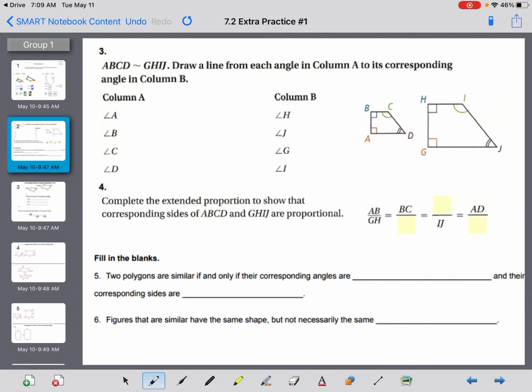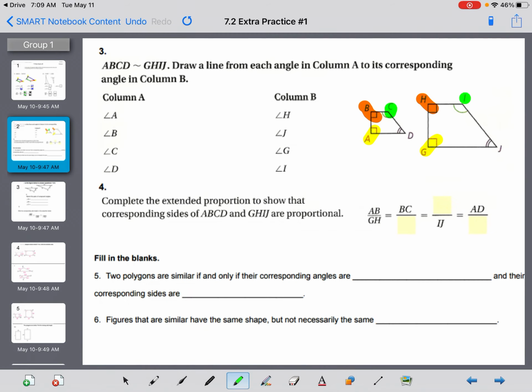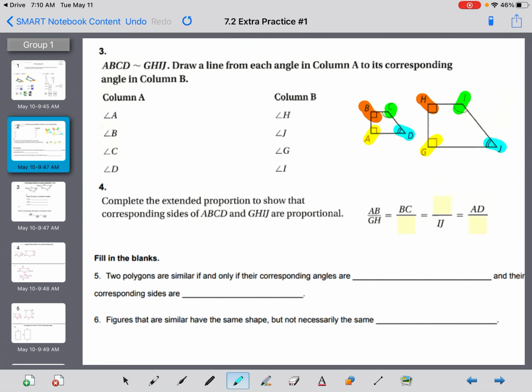Number 3, it says ABCD is similar to GHIJ. Draw a line from each angle in column A to its corresponding angle in column B. Well, let's just mark up the picture and I'll have you guys draw your arrows. A goes with G. B goes with H. C goes with I. And J goes with D. So why don't you just draw your lines and match them up. A to G, and so on.